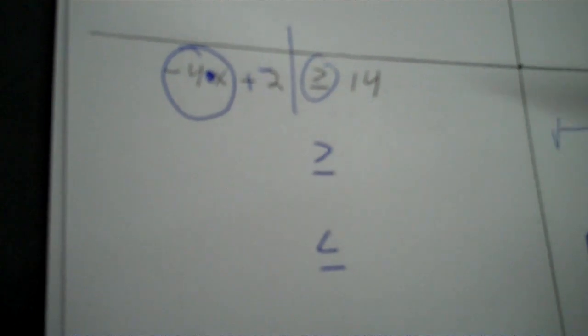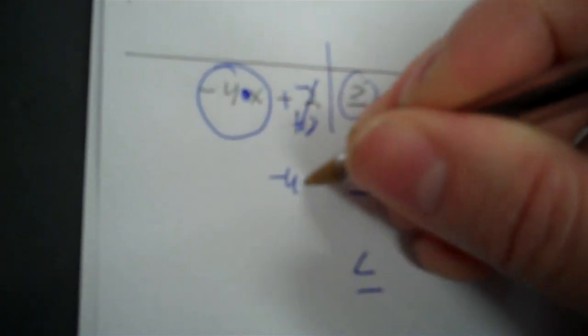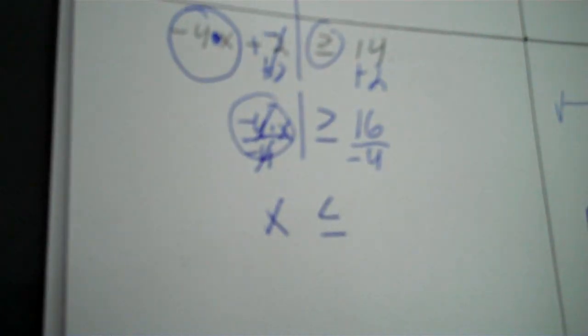So the check means first you're going to keep it the same. Then the switch means you're going to switch it. Do that first, okay? Set up your symbols first. Then it goes right in line. Plus 2, plus 2. So negative 4 times x is before the symbol. And then 14 plus 2 is 16. That's after the symbol. Now you're dividing by a negative number on both sides. So you have x. 16 divided by negative 4 is negative 4.